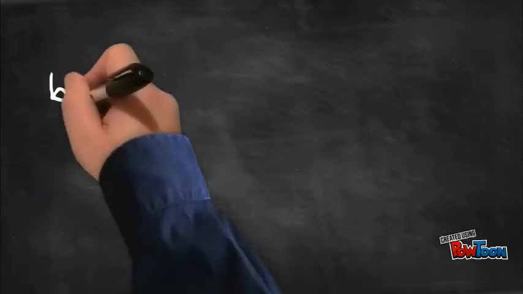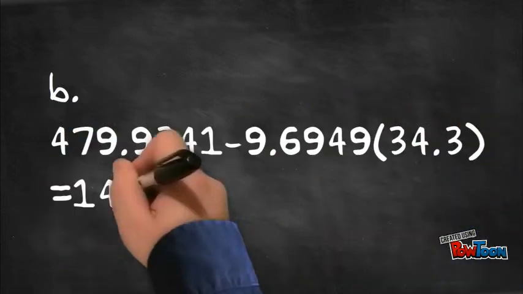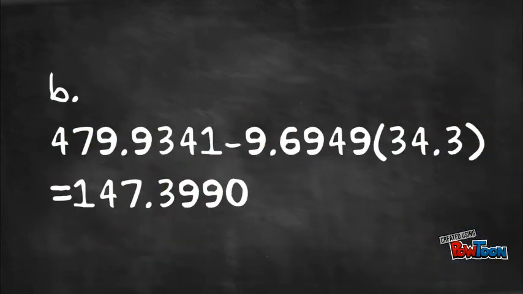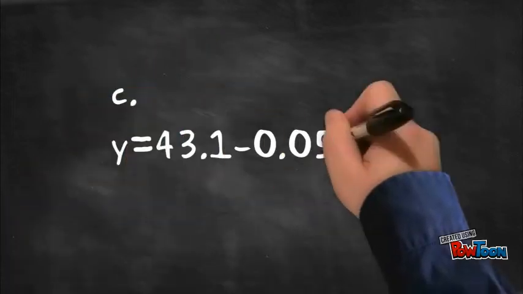Then for B, you are given the next day's time of 34.3 minutes, and you are to predict the professor's pulse rate. You would input 34.3 into the equation, and you would get 147.39, which is close to the actual value, 152.